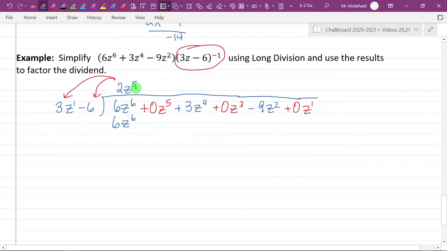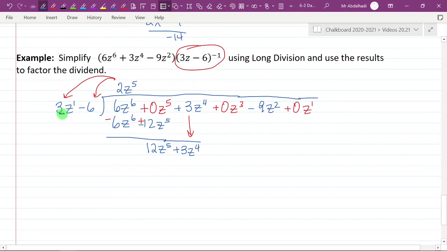Now, 2z to the 5th times -6, that's going to be -12z to the 5th. Because there's no z at all here, you're just bringing down that. Okay, now subtract, which means change this to a negative and change this to a positive, and add. 0 plus 12 is 12z to the 5th, and bring down your next term, plus 3z to the 4th. And now we can start the process over again.